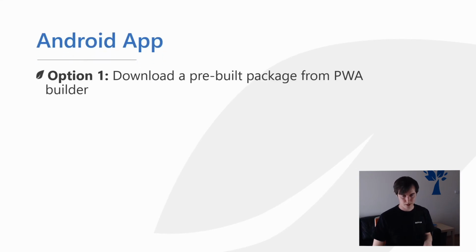Okay, what about the Android application? As I said, you can download the pre-built package directly from the PWA Builder. So this is the first option that you can use. I can say that I don't really like this option because I don't have many ways to interfere with what the PWA Builder creates. So there is just an APK that I download, the security keys come with it, and I can upload it directly to the Google Play Store, but I can't do something if I needed to.